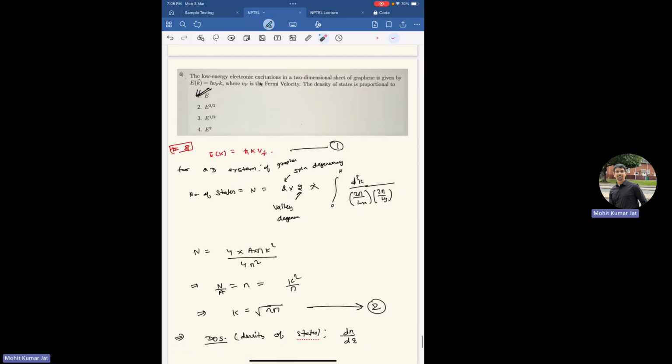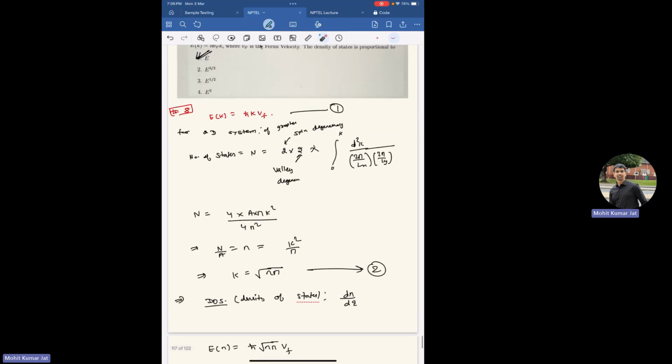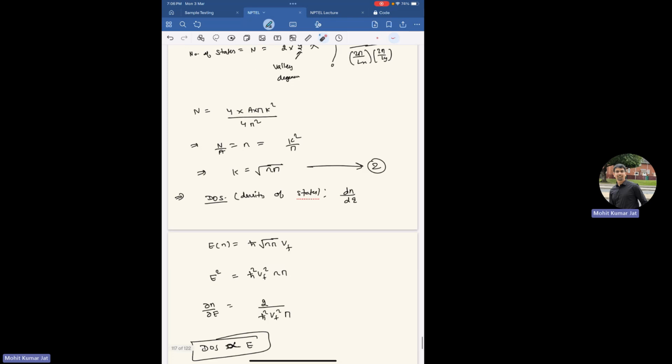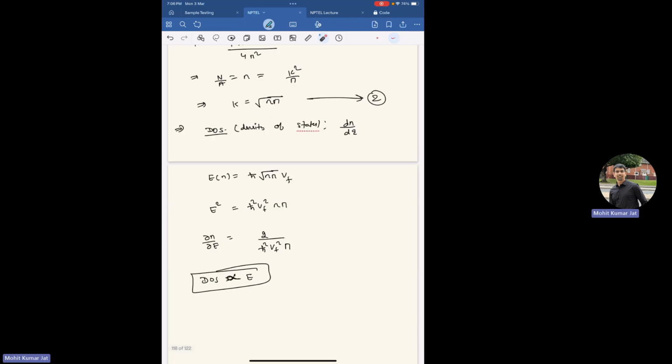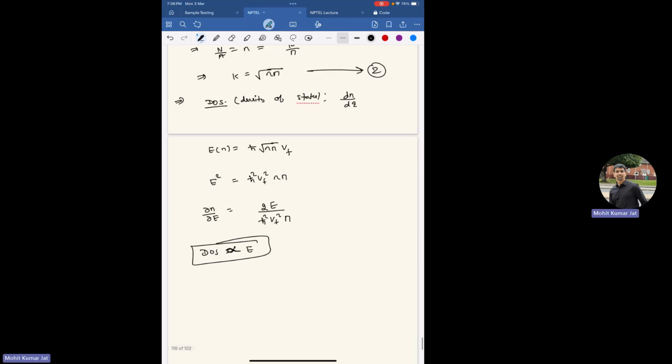Then for the graphene, E equals h bar k v_F dispersion is given. We start looking for a relation between n and k, because density of states is del n by del E. So we have to convert n into k, or k into n first. We do it. k is equal to square root of n pi, and the density of states is directly proportional to energy. So here the energy should be there, directly proportional to energy.